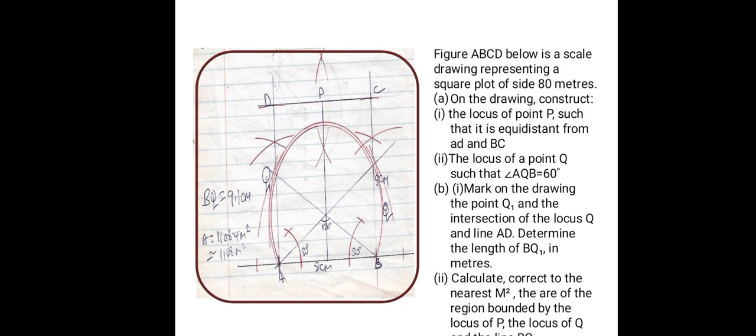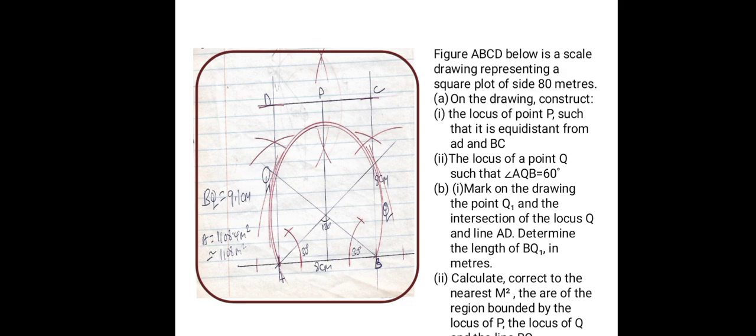Figure ABCD below is a scale drawing representing a square plot of side 80 meters. A. On the drawing, construct 1. The locus of P such that it is equidistant from AD and BC. 2. The locus of point Q such that angle AQB is equal to 60 degrees. B1. Mark on the drawing the point Q1, the intersection of locus Q and line AD. Determine the length of BQ1 in meters.